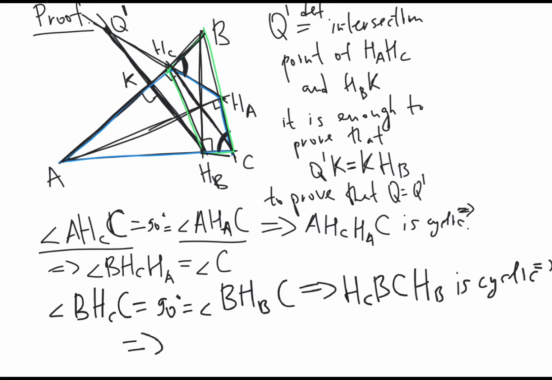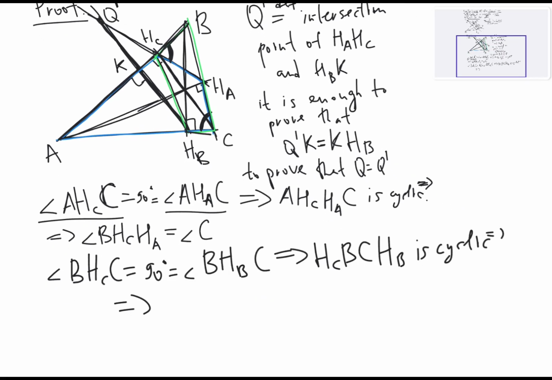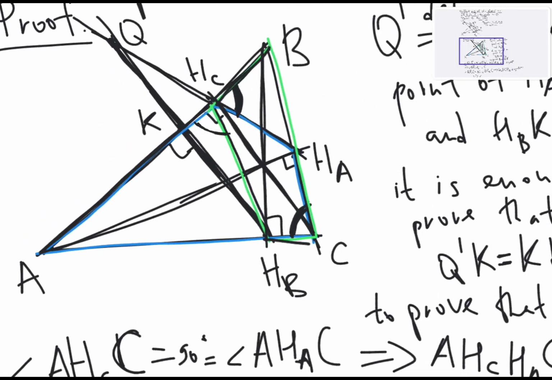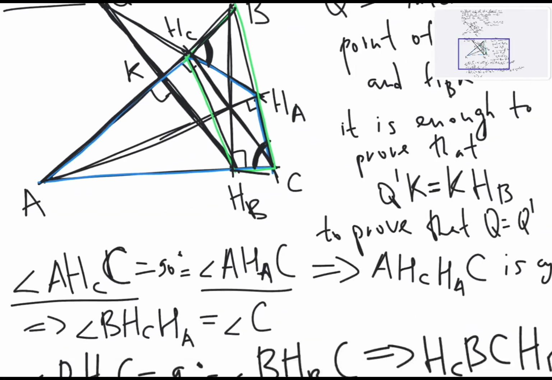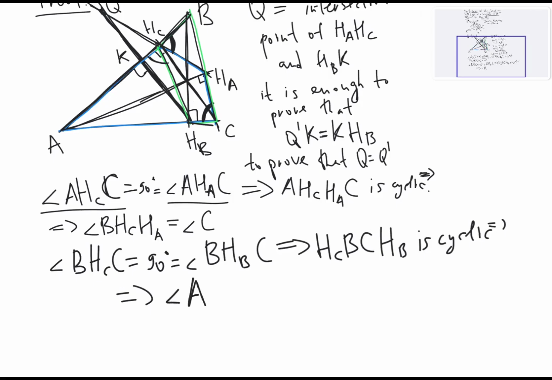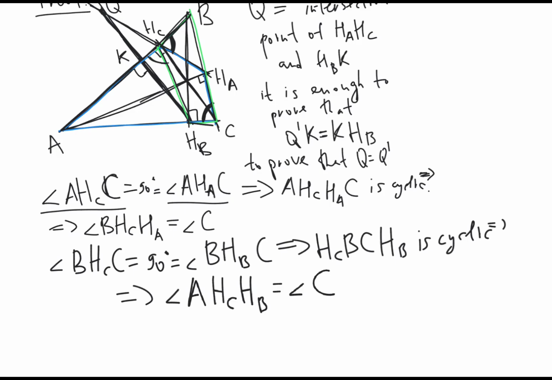and this implies that the angle, this external angle at one vertex, is equal to the internal angle at the opposite vertex. So the angle AHCHB is equal to the angle C in the triangle. So now we see that, in these two equalities, the angle C is the same on the right hand side, therefore these two angles are equal to each other.